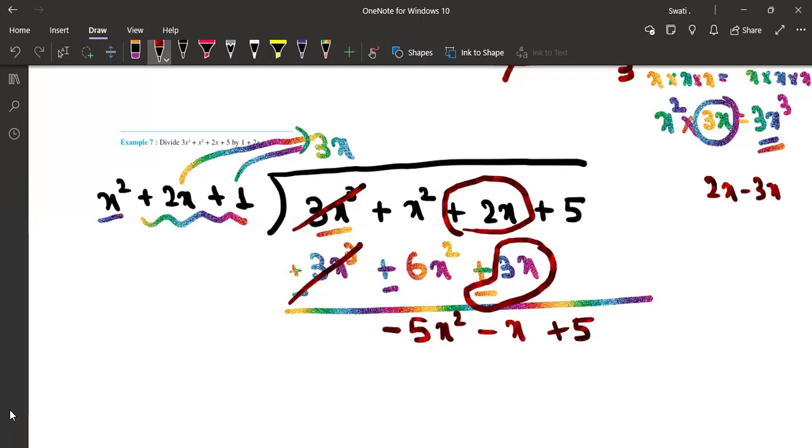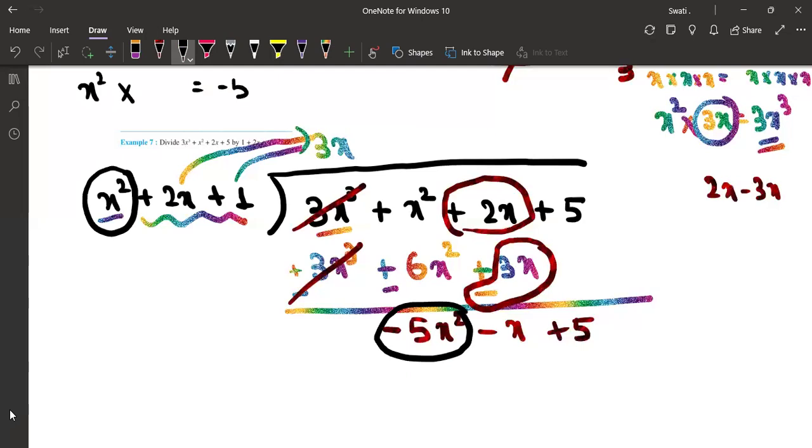Okay. Now again follow the same step. Now it is x squared and now you have minus 5x squared. So tell me, in x squared, what will you multiply so that your answer will be minus 5x squared? Tell me, this is very simple. See, x squared is coming as it is, so you don't have to do anything with the x. What is extra? Minus 5. So will you not multiply by minus 5?